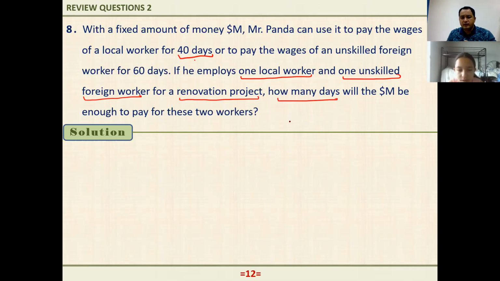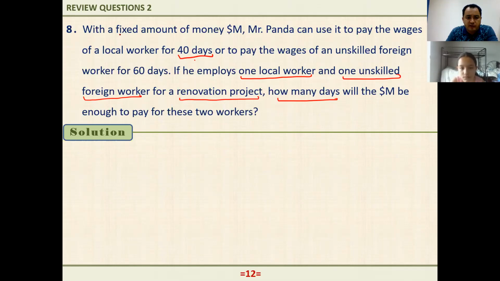Okay, Shahina, now at least we got some idea about this question, right? So we are talking about employing some people, and here we have two options. So we have a local worker or a foreign worker, right? And each person's rate is different. Maybe we are paying more to the local worker. For the foreign worker, we are paying less. But you have a fixed amount of money.